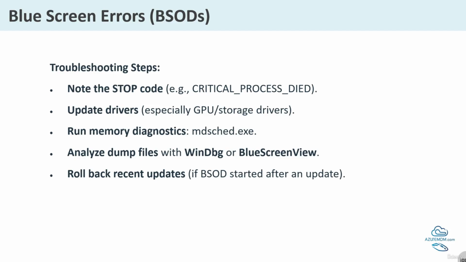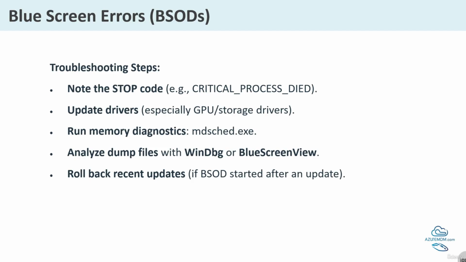Number 3, you can run the memory diagnostics. This built-in tool checks if your RAM has failed. For that, type Windows Memory Diagnostic in the Start menu and run it. Your computer will restart and test the memory. If it finds errors, you might need to replace your RAM sticks. Bad memory causes random crashes and corrupted files.